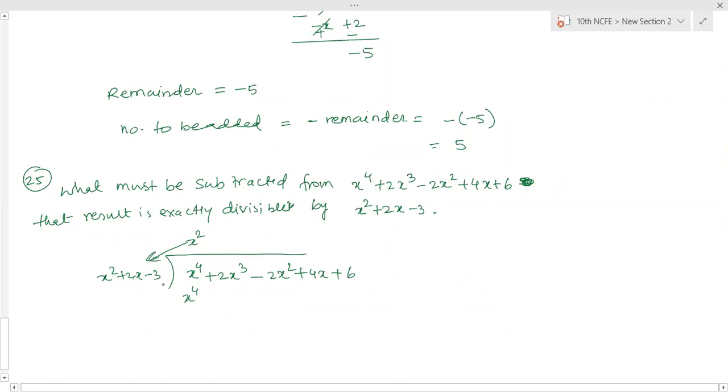Are you sleeping? No. Then start faster. Tell faster. I'm asking you questions, so answer it. Okay, so it is 2x cube. Plus 2x cube. Then it is minus 3x square.